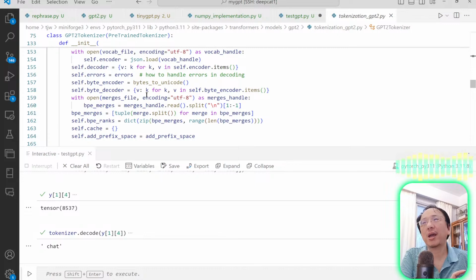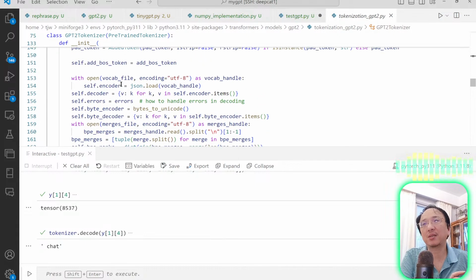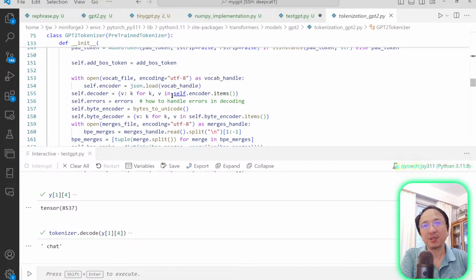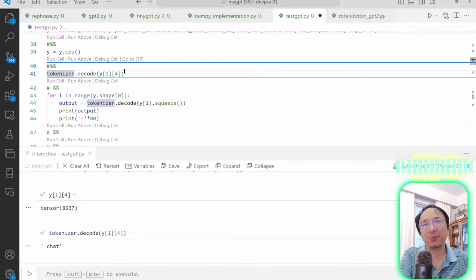Okay, so you can actually access the vocabulary file as well, but right now we simply use the decode.